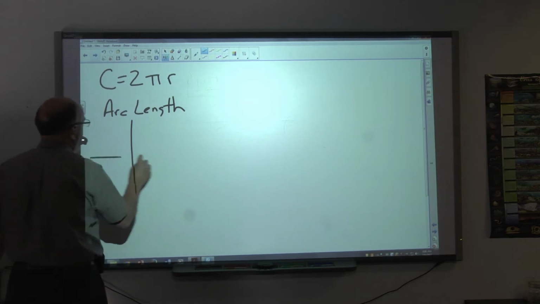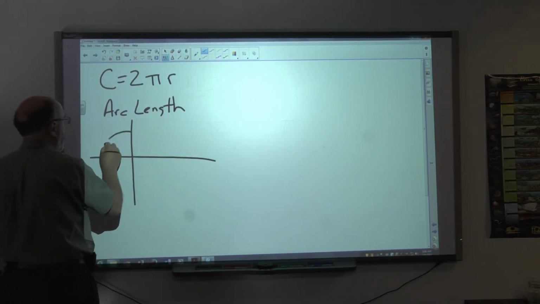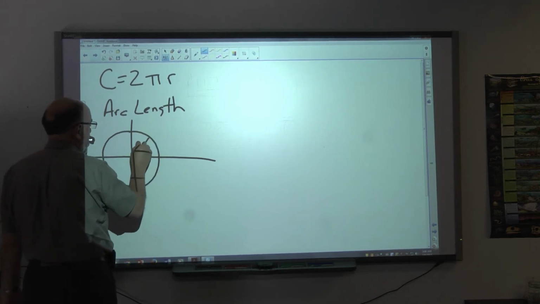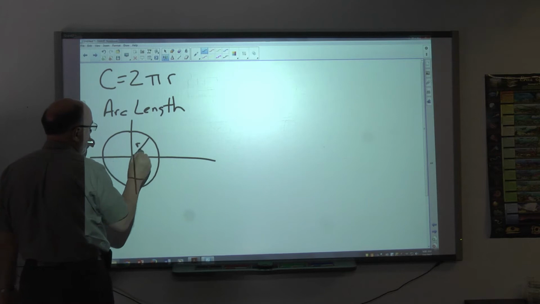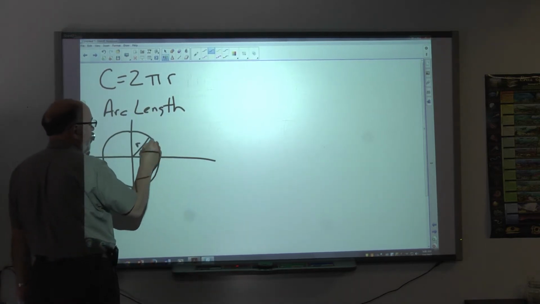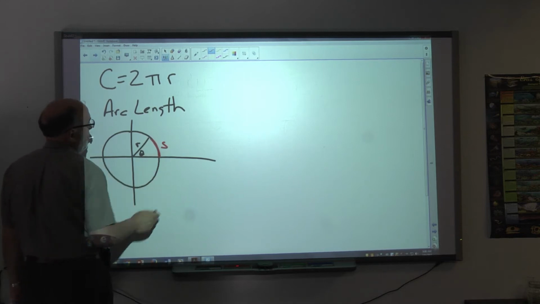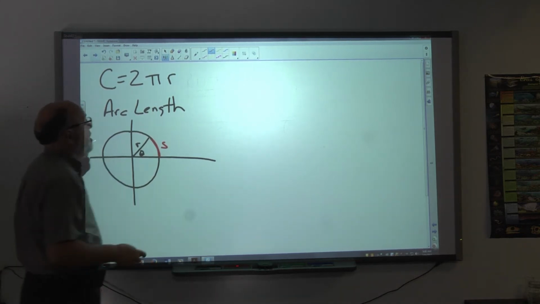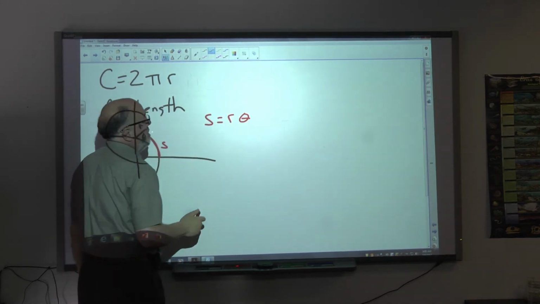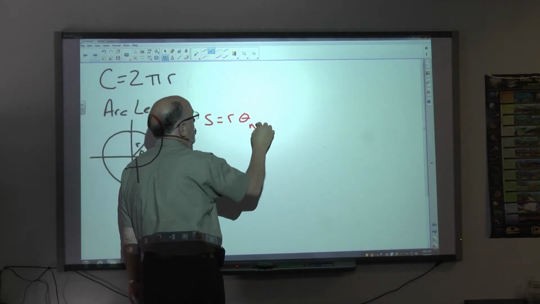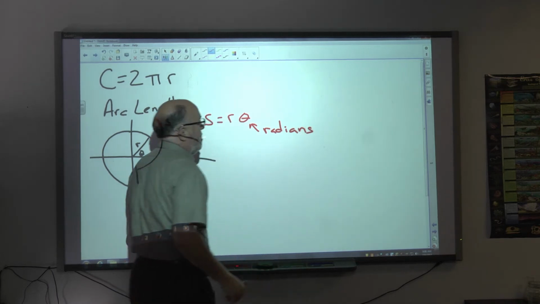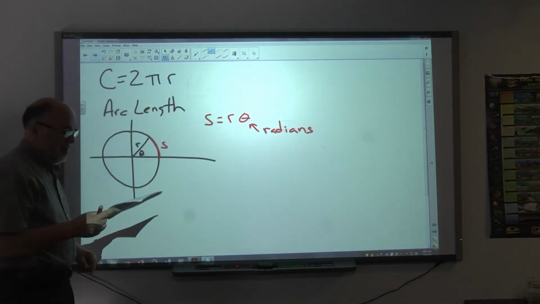And so if I have a circle with a radius of r and some angle, whatever that may be, theta, then this would be the arc length right there, which is named s. And so s is equal to r times theta. And the angle here has to be in radians, just like it is in my circumference formula.